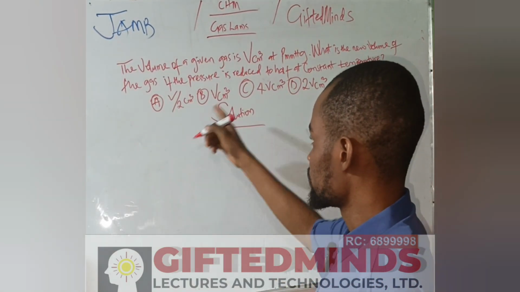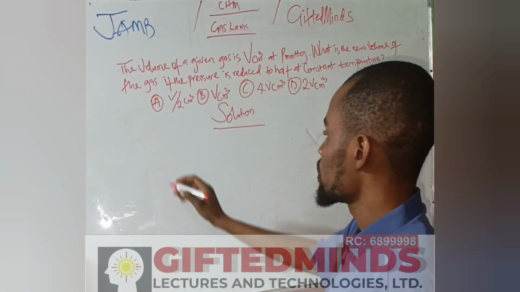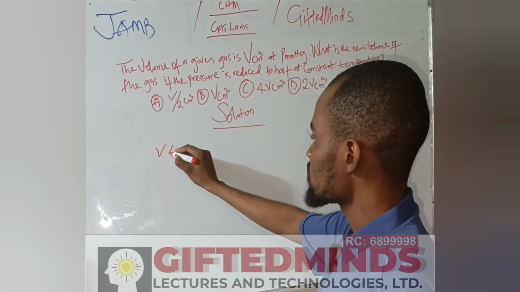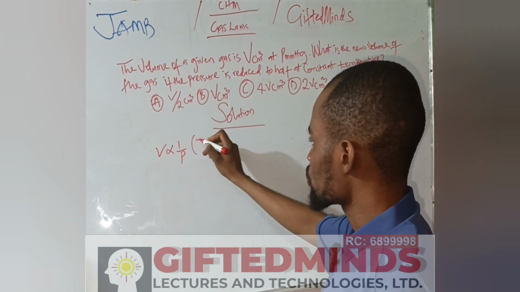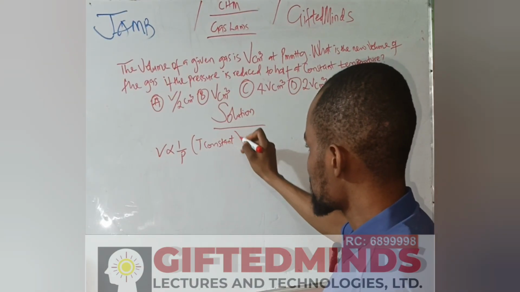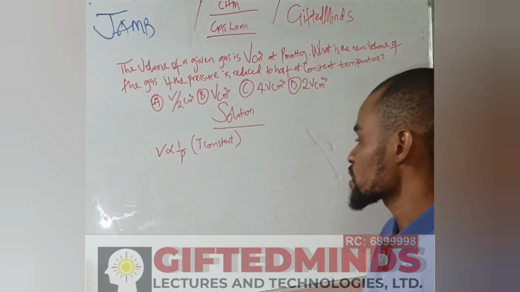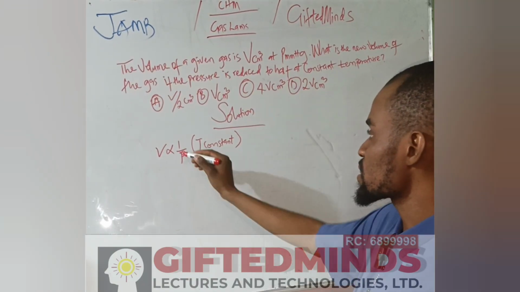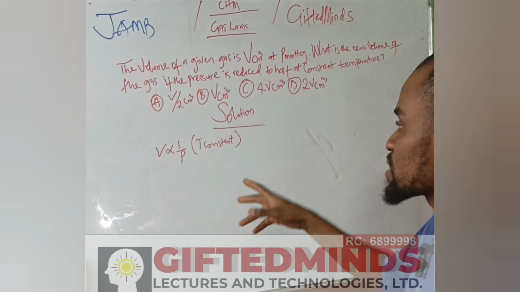Now this Boyle's law says Robert Boyle, that's the man's name, say volume is inversely proportional to pressure provided temperature is constant. Boyle's law says volume is inversely proportional to pressure provided temperature is constant. Now wetin this sign of inversely mean? Inversely proportional, wetin this sign mean?